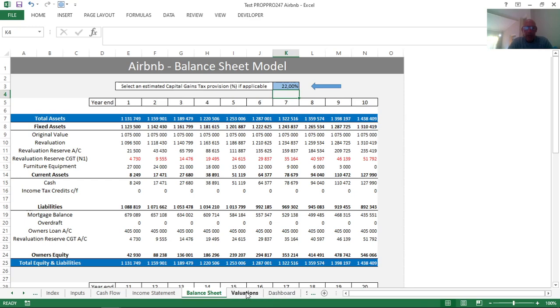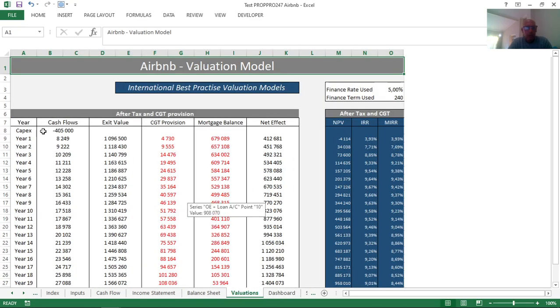Then we have a look at your valuations. We've got a detailed valuation, so it's easy to follow. You can see your cash flows, your exit values, your capital gains tax provisions, your mortgage balances, etc., and the net effect. We've got 20 years running of your net present value, internal rate of return, and modified internal rate of return. This is all after tax and capital gains tax. Just for your convenience, we show you what data has been pulled in. You might be targeting a certain internal rate of return and modified internal rate of return.